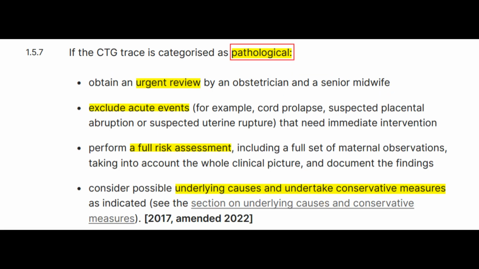If the CTG trace is categorized as pathological, obtain an urgent review by an obstetrician and a senior midwife. Exclude acute events, for example, cord prolapse, suspected placental abruption, or suspected uterine rupture that need immediate intervention. Perform a full risk assessment, including a full set of maternal observations, taking into account the whole clinical picture, and document the findings. Consider possible underlying causes and undertake conservative measures as indicated.